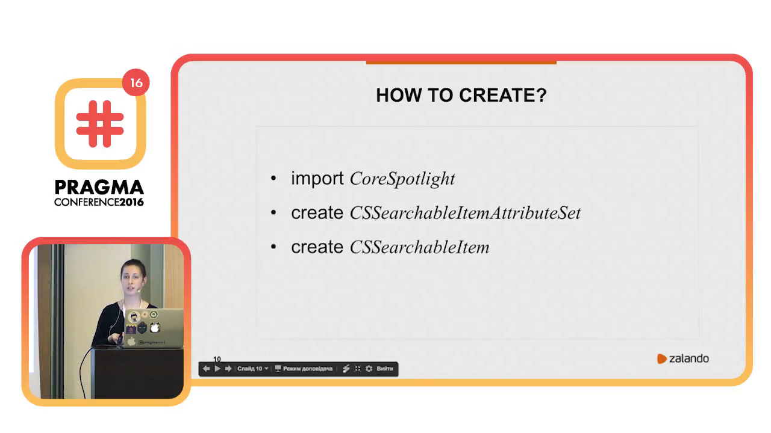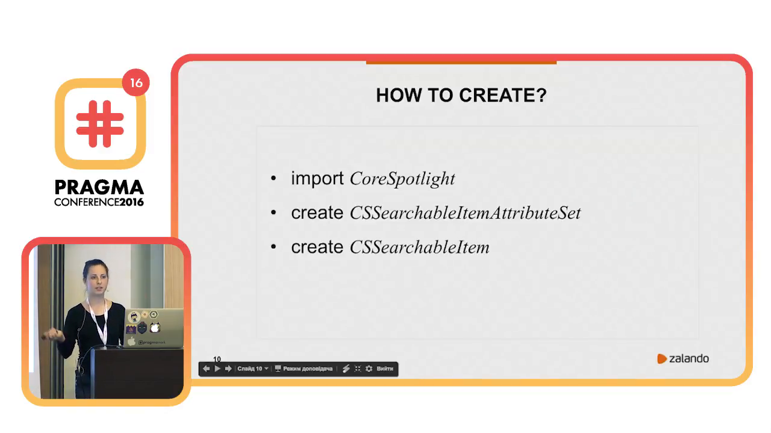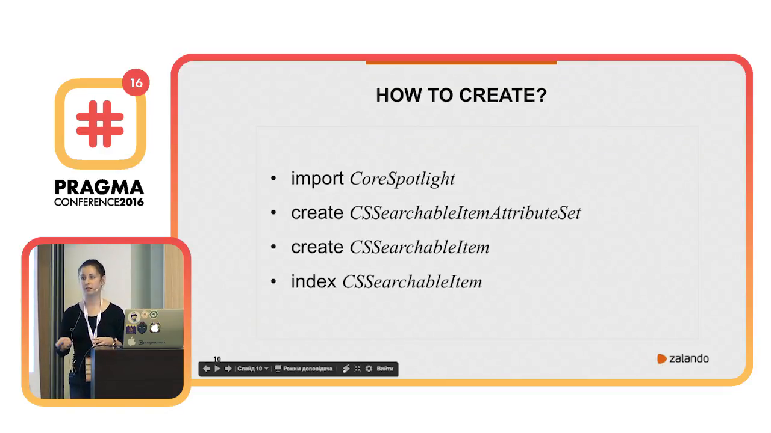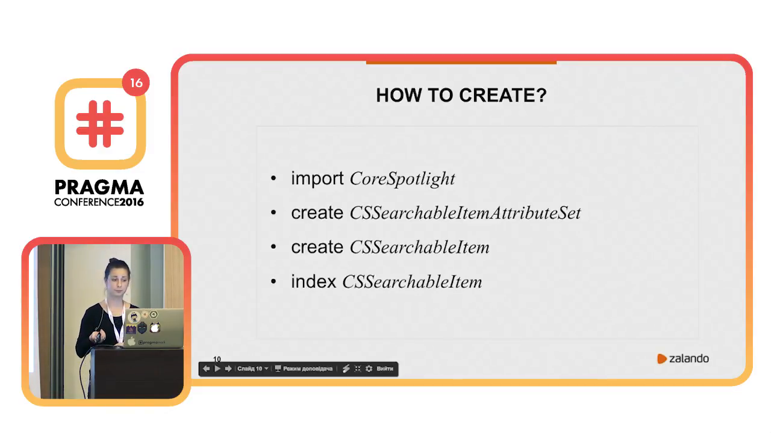Then we have a searchable item. We need to create this item itself. And then we create an array of these items. As many items as we have, we need to put them into the array. And then we need to index them. That's it. It's really easy. It's very useful, and you will get great results from that.